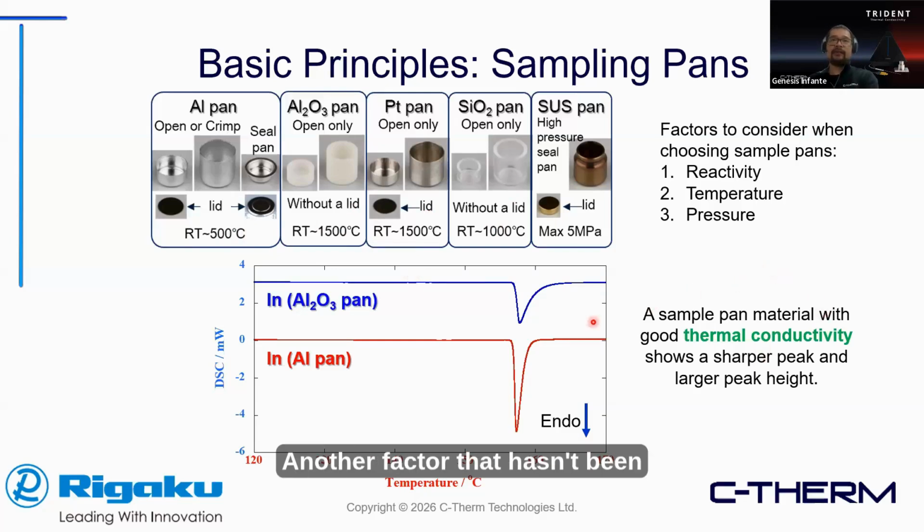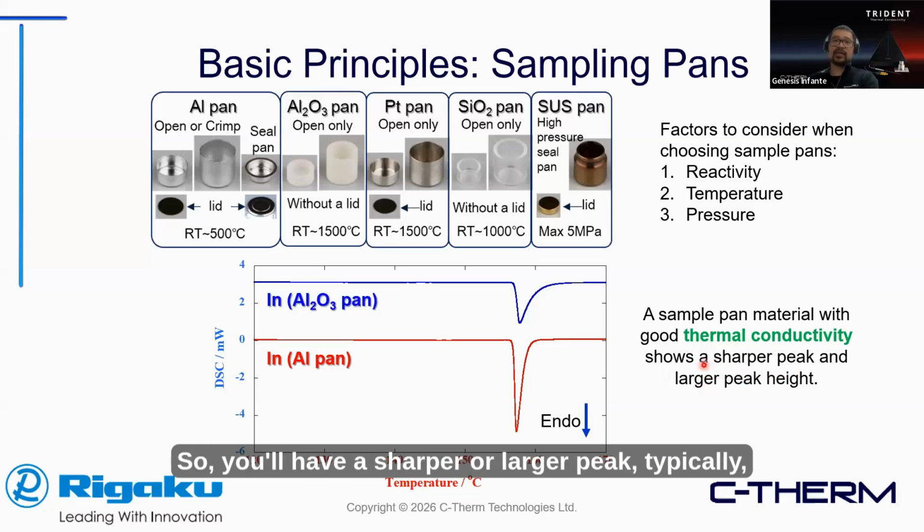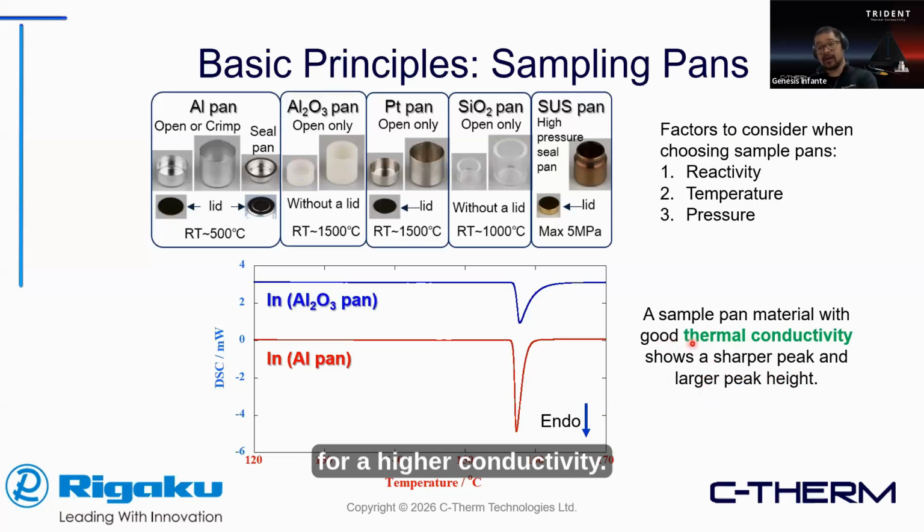Another factor that hasn't been discussed a lot, and it's very relevant to C-Therm in general, is that when choosing a sample pan, ideally you want something with a good thermal conductivity. This is associated with the quality of the peak that you'll get. So you'll typically have sharper or larger peaks for a higher conductivity.